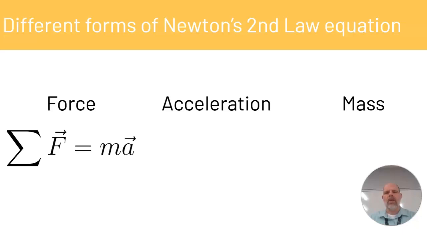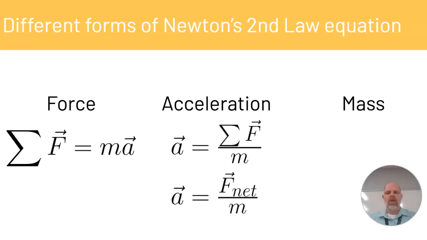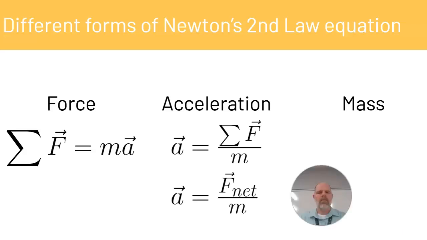Here is the law as we looked at it last time. The sum of forces is equal to mass times acceleration. We can solve the equation for acceleration as well. So here we have acceleration is equal to the sum of forces divided by mass, which we can also think about as the acceleration is equal to the net force divided by mass. Or if we solve for mass, we can say that mass is equal to the sum of forces divided by the acceleration. So we can see some different relationships here.